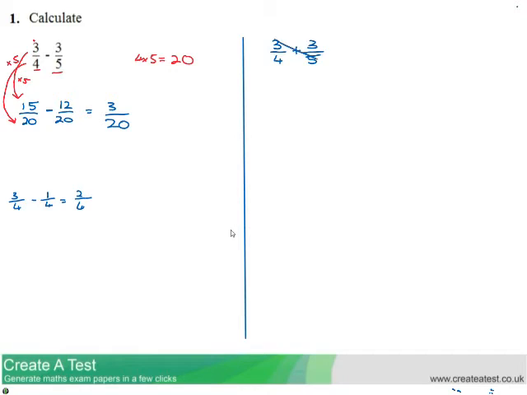Now I've changed my mind and I'm not too fussed about doing this one. I'd like to do a slightly different question. Let's do 2/5 plus a 7th.